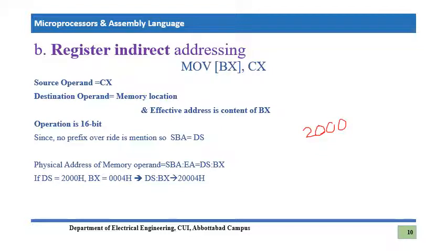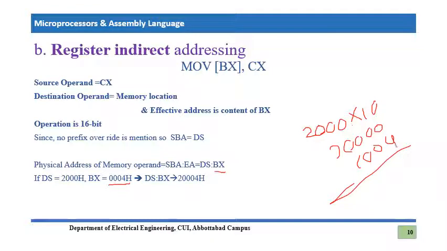2000 is basically the data segment. It will get multiplied by 10, so that will become 2000 and then a 0, and then we have to add the effective address, which is BX, and the BX value is 004, so we need to add it. So it will become 20040, and it was a 0, remember. So that should be the physical address, and we see it here. I hope that point is clear.